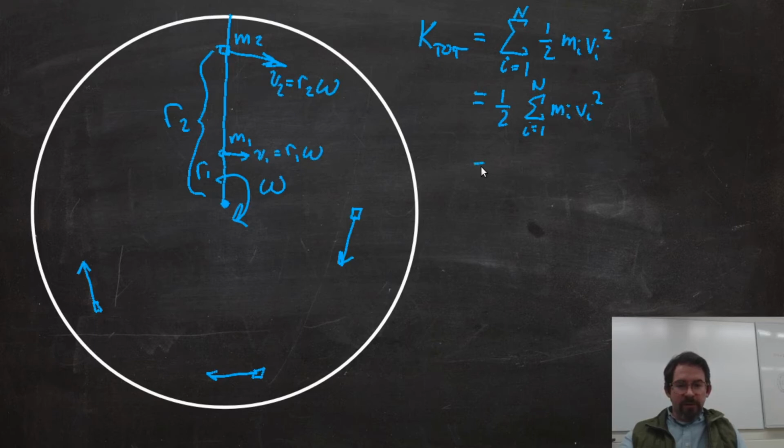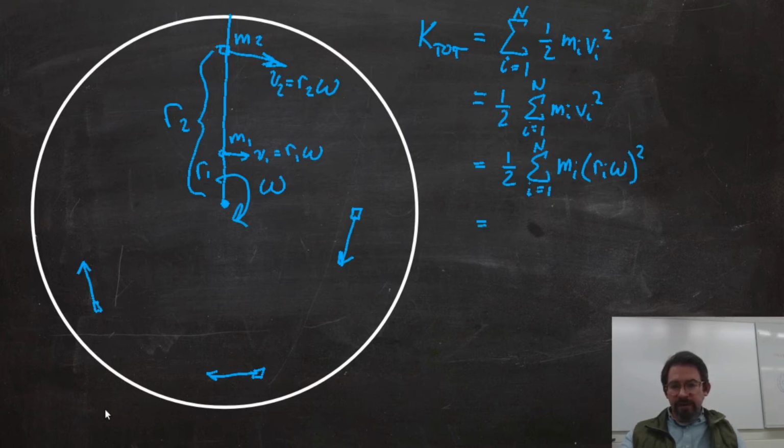So let's rewrite v sub i here. I know this will be 1/2 the sum from i equals 1 to n of m sub i, and then v is r sub i omega, squared. But I see that this omega squared is constant as well.